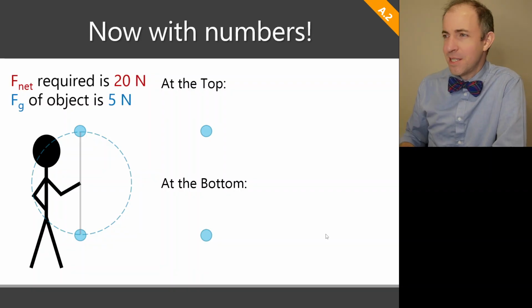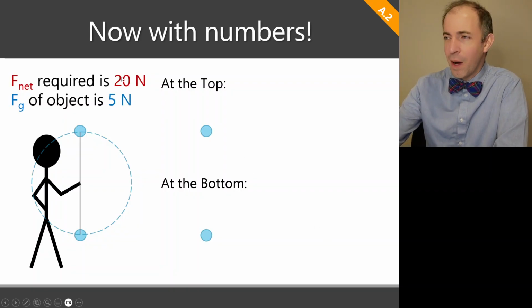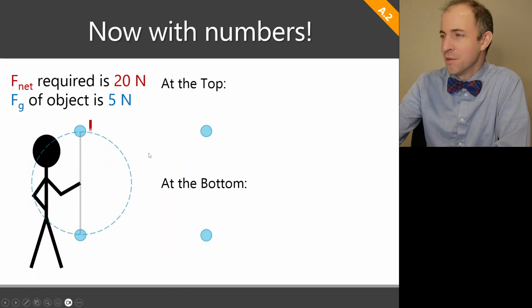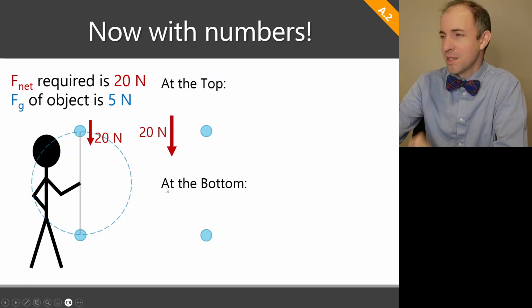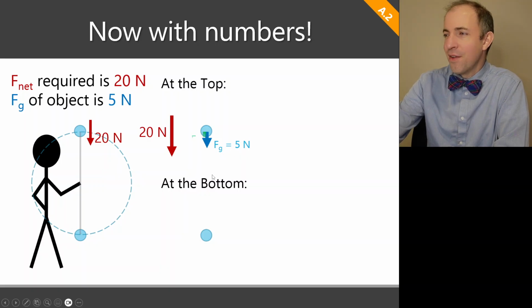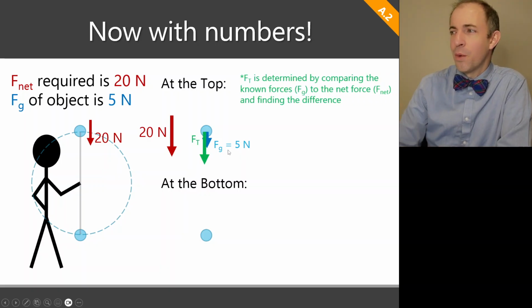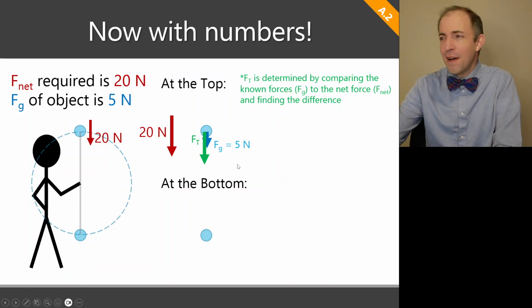All right, let's put some numbers to this. So let's say that based on your circular motion, the net force required is 20 newtons, and the force of gravity on this object, certain amount of mass, is about 5 newtons. That means that we've got a net force at the top of 20 pointing down because that's where the center of the circle is. Fg is 5, and then Ft is unknown. There is no equation to calculate Ft. It's not something that you're going to find in the data booklet. You find it from the picture.